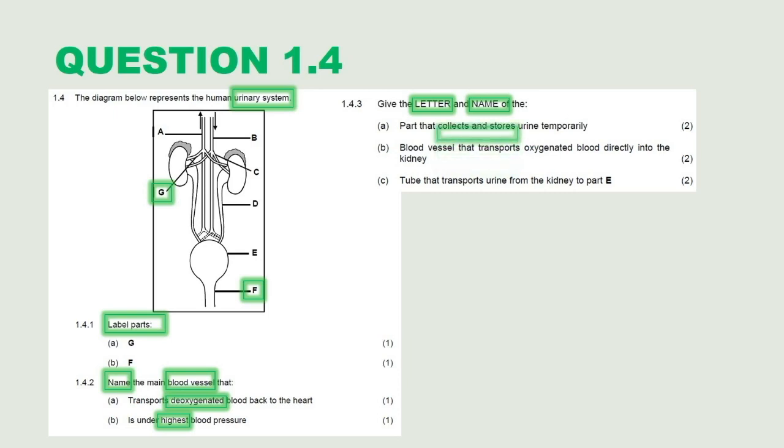The part that collects and stores urine, and the blood vessel that transports oxygenated blood directly to the kidney. Then they also want the letter and the name of the tube that transports urine from the kidney to part E. It is very important for you to know that part E in this case is the bladder.